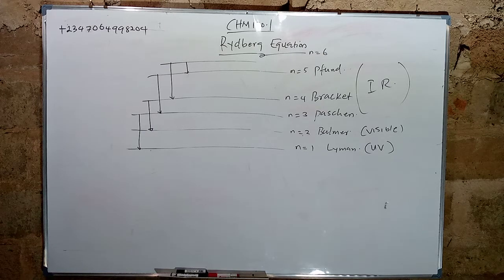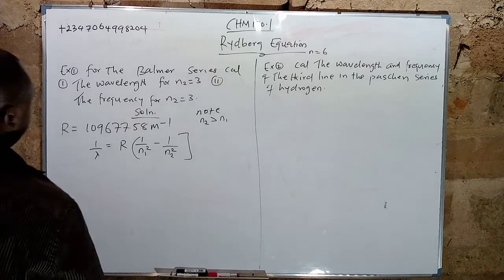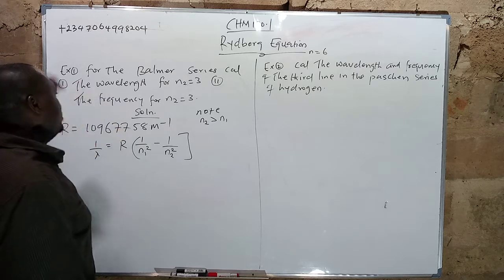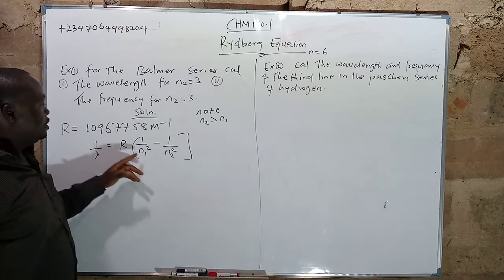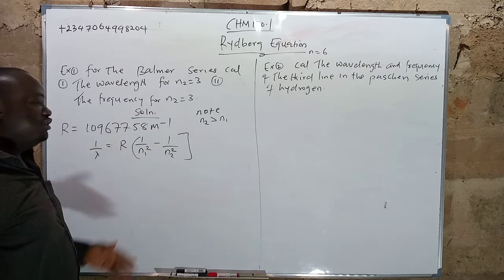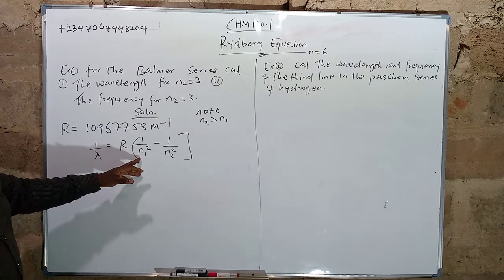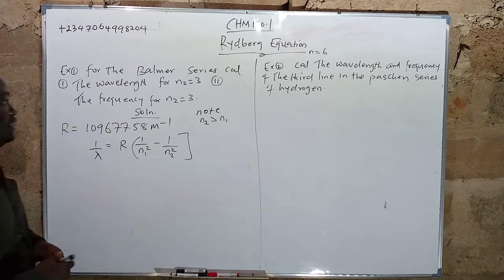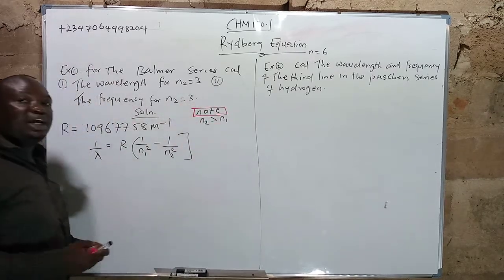Now, having introduced this topic, I'm going to go to the main calculation proper. In this first example, for the Balmer series, calculate the wavelength for n equals 3 to 2. This is the Rydberg equation, and this is the Rydberg constant. It's a constant, look at the value here, you should commit it to memory. Lambda is the wavelength, this is the initial, this is the final. Note that always the value of n2 must be greater than n1.